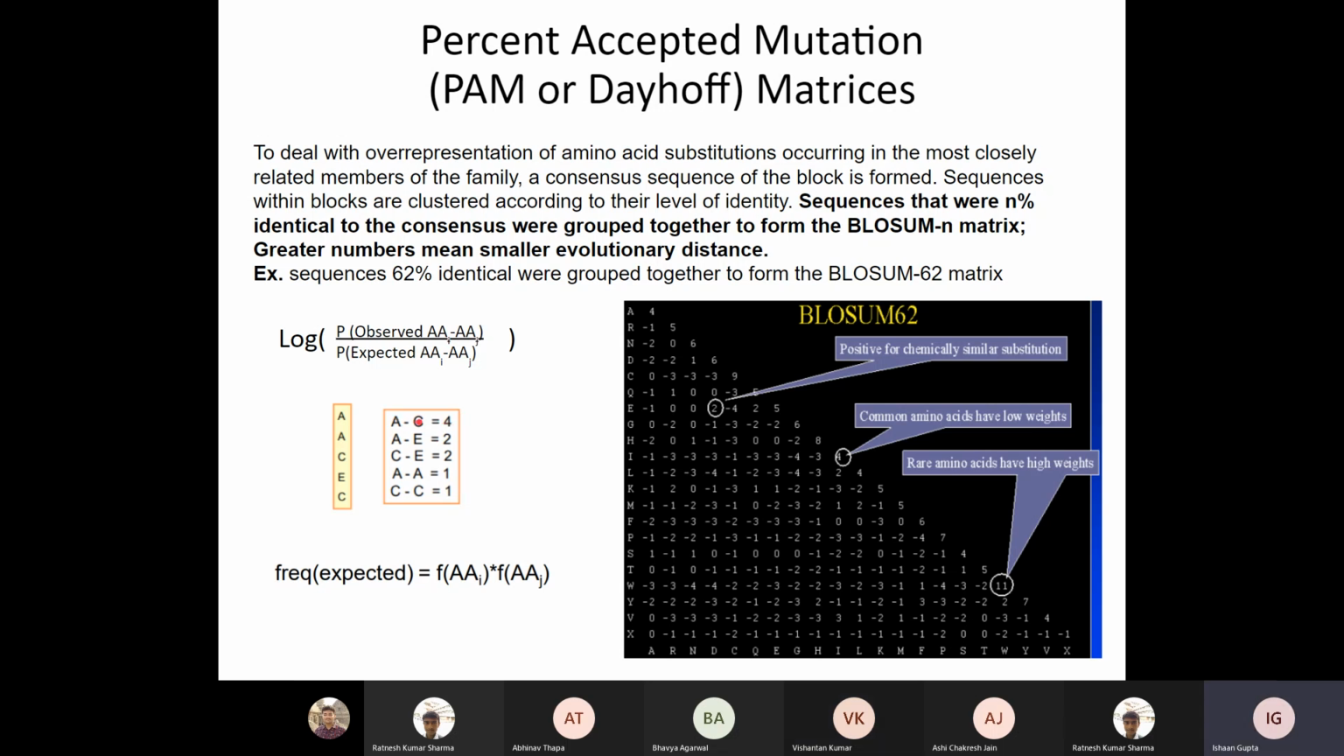So you see that A to C is 4 out of the 10 observed cases. So it's actually 0.4. And if you multiply 0.4 by 0.4, this value is 0.16. So the log would be a positive value here.